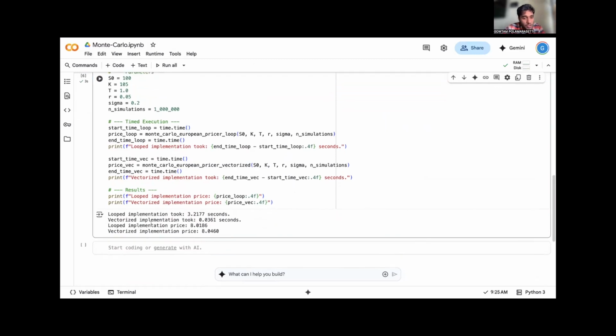As you can see, the looped implementation took around 3.2177 seconds, whereas the vectorized implementation only took 0.0361 seconds, which is computationally very fast. The looped implementation's option price is 8.0186, and the vectorized implementation's option price is 8.0460, which is a relatively small difference. So the vectorized implementation is typically 50 to 100 times faster, a performance gain that is critical for practical implementation and risk management in trading, where millions of pricing calculations may be required.